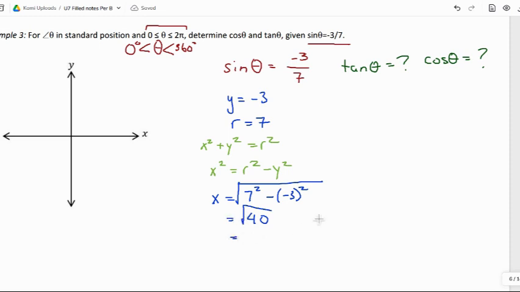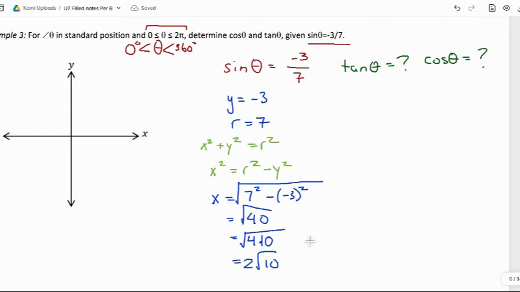Can I simplify that radical? Absolutely, Miss Sly. What's the greatest perfect square factor of the radicand? 4 times 10. All right, and so it simplifies to 2 root 10.